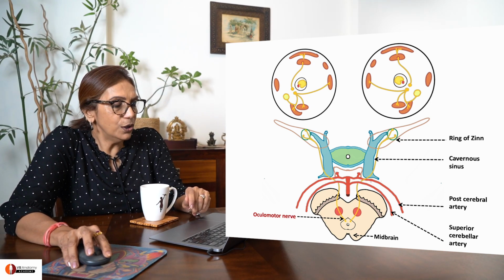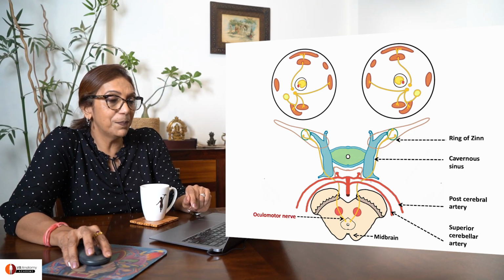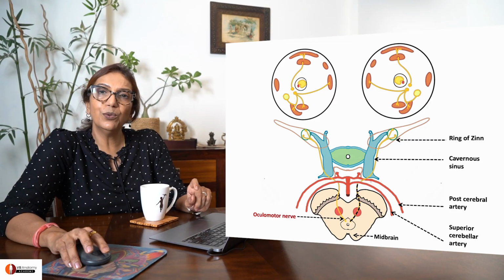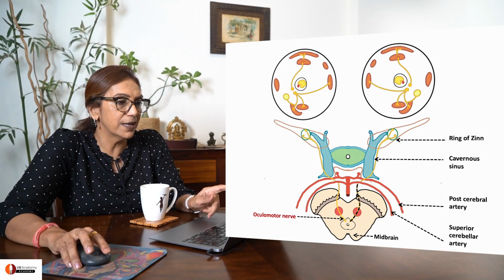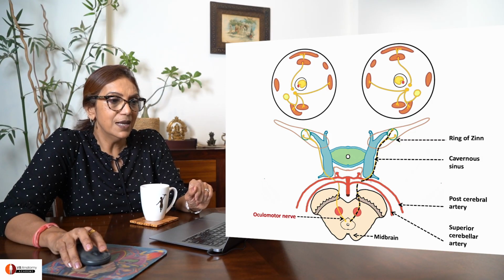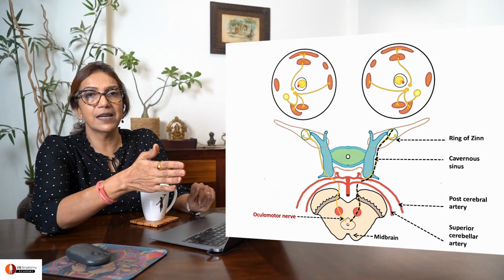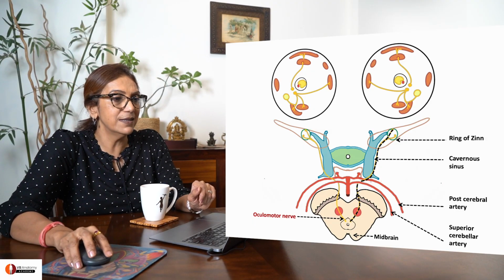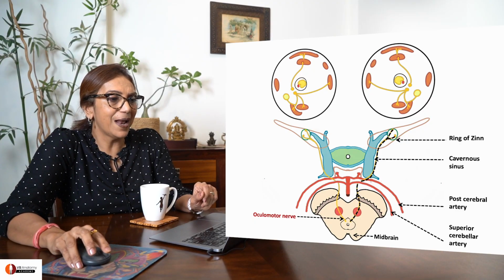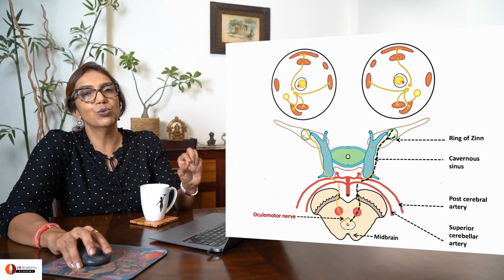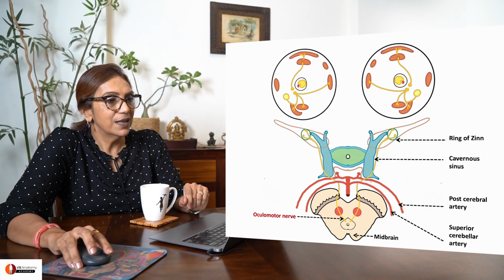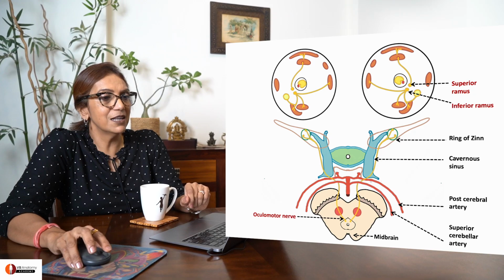Come. The oculomotor nerve begins from the periaqueductal grey matter of the midbrain, travels forwards through the red nucleus, through the medial end of the substantia nigra, between the superior cerebellar and posterior cerebral arteries, lateral to the cavernous sinus, along the lateral wall of the cavernous sinus, till it reaches the superior orbital fissure, where it divides into two branches or two rami and passes through the ring of Zinn. Okay, now what happens? This is the superior ramus, this is the inferior ramus.